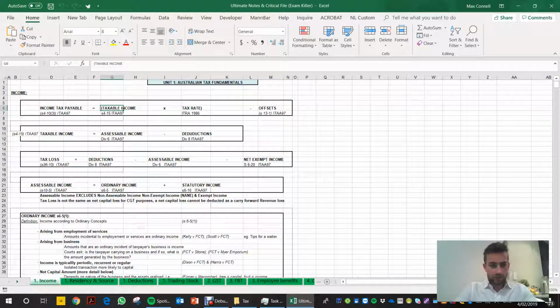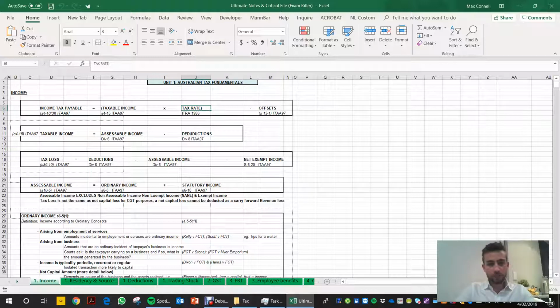Once you get this amount, you times it by your tax rate. Now, in Australia and New Zealand, we have a thing called marginal tax rates, which basically means that the more income you earn, the higher rate of tax you pay. So the tax rate will depend on what tax bracket you're actually in.